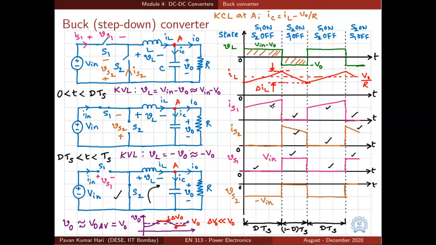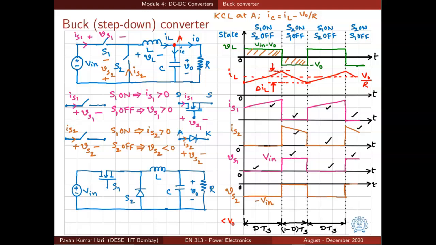And when S2 is off, what is the voltage across it? That is in the first interval. So with the polarity that we have defined for S2, VS2 will be equal to minus V in when S2 is off. So S2 is blocking a negative voltage with this kind of definition. And of course the voltage across S2 is almost 0 when it is on.